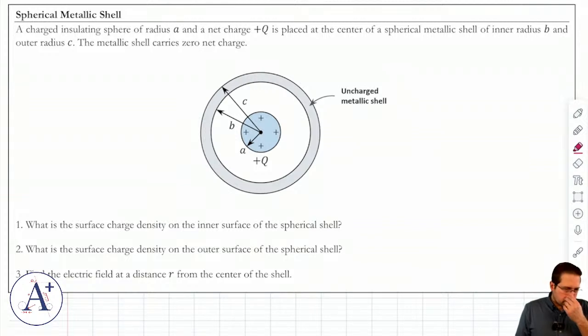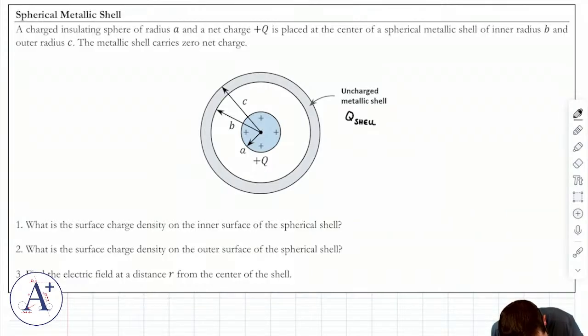We'll get to that. Okay, so let's see. How do we start this? Let's start by saying that Q shell is 0. Okay, it's the net charge, but still, Q shell is 0. Fair enough. The shell is a conductor, which means that yes, it has equal amounts of positive and negative charges, but charge within the conducting shell is free to move.